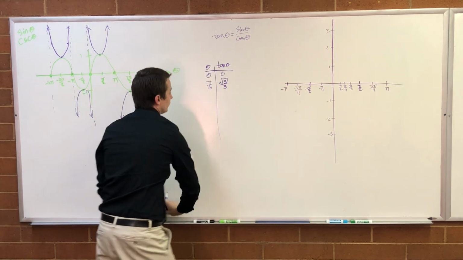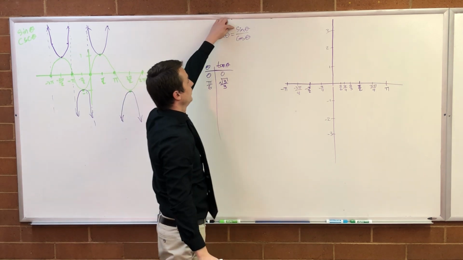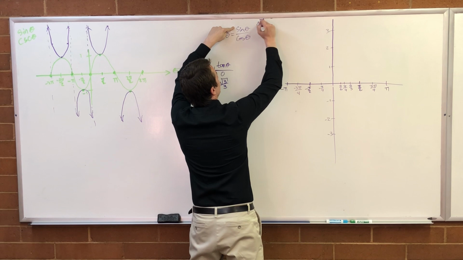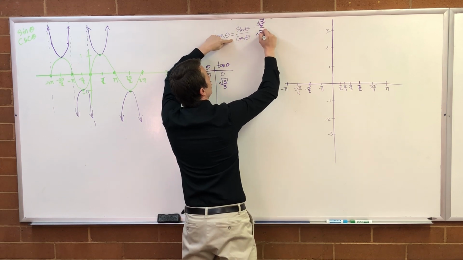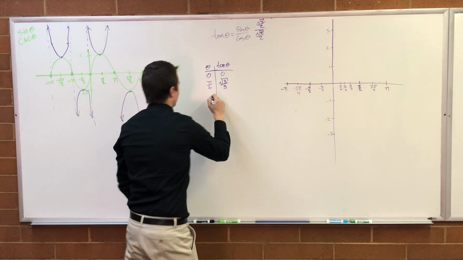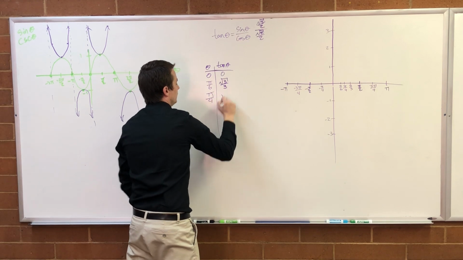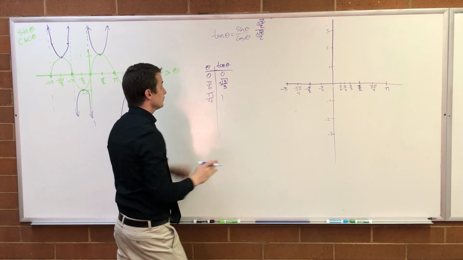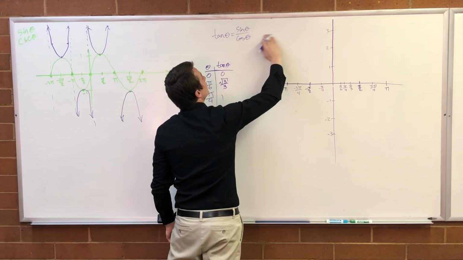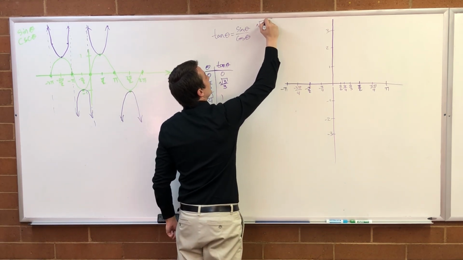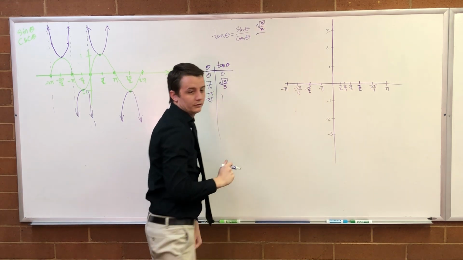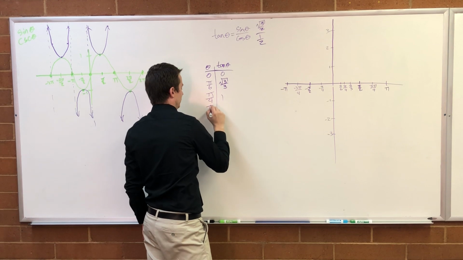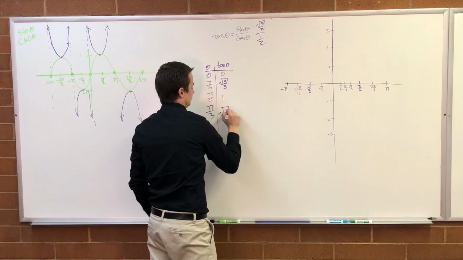Now let's do pi fourths. What's sine of pi fourths? Root 2 over 2. What's cosine of pi fourths? Root 2 over 2. What's the ratio? 1. Wonderful. So at pi fourths we have 1. And then finally, let's do pi thirds. What's sine of pi thirds? Root 3 over 2. What's cosine of pi thirds? 1/2. Take the ratio. What do we get? Root 3. Yep.